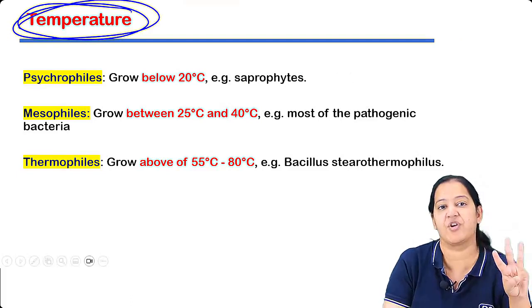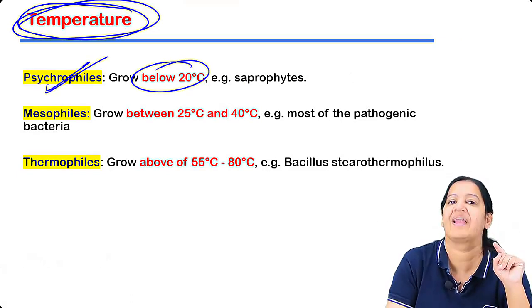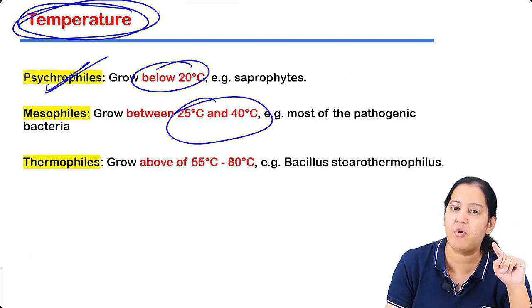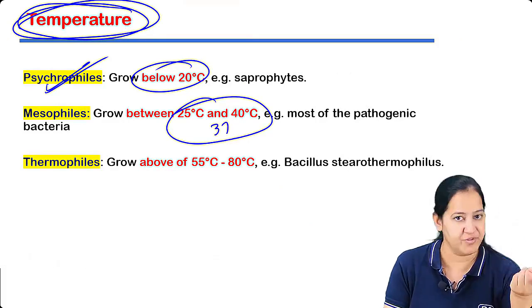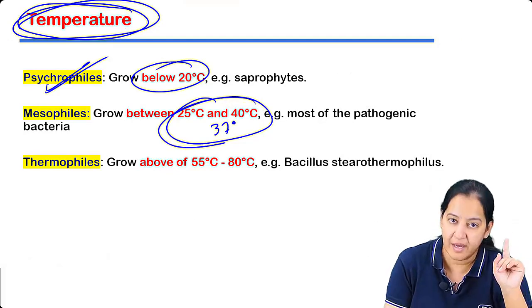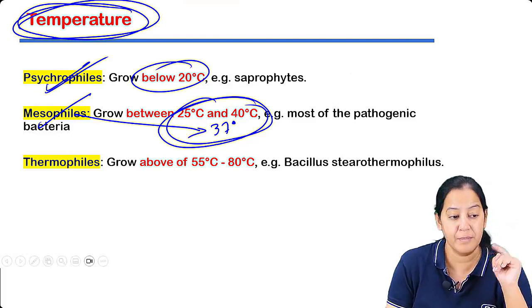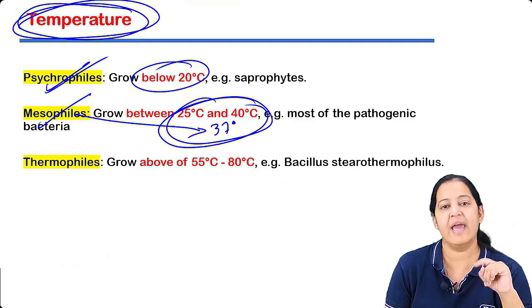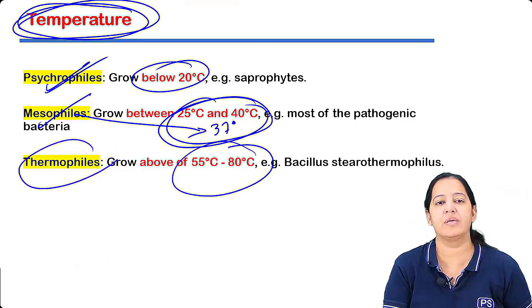Based on temperature requirement, some bacteria grow below 20 degrees. These are known as psychrophiles. Some bacteria grow at 20 to 40, or 25 to 40. What is human body temperature? Human body temperature is 37, we all know. So these are known as mesophiles. Mesophiles grow in the human body. And the ones that grow at 55 to 80 degrees, high temperature, are known as thermophiles.